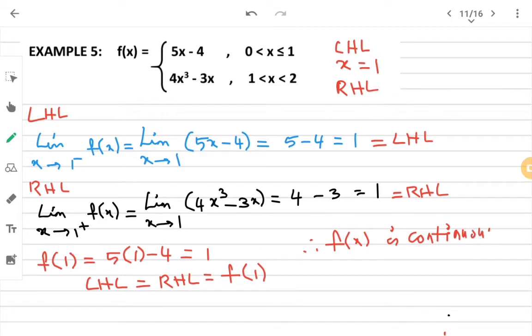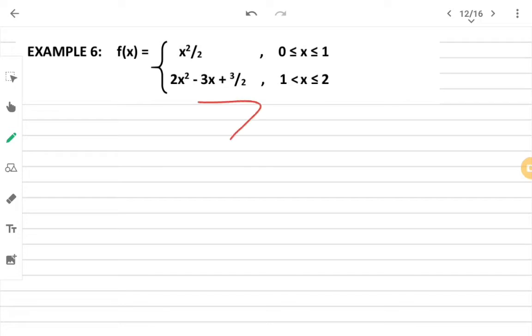at x equal to 1. Okay, fine. Now, example 6. Here also they have given a separate equation for the left hand side as well as for the right hand side, and we have to check which equation is for the left hand side and which one is for the right hand side. Before that, we have to find at which point we are going to check continuity. Here also they have given 1 and here also they have given 1. Therefore x equal to 1 is the point, and we have to find which side is less than 1.